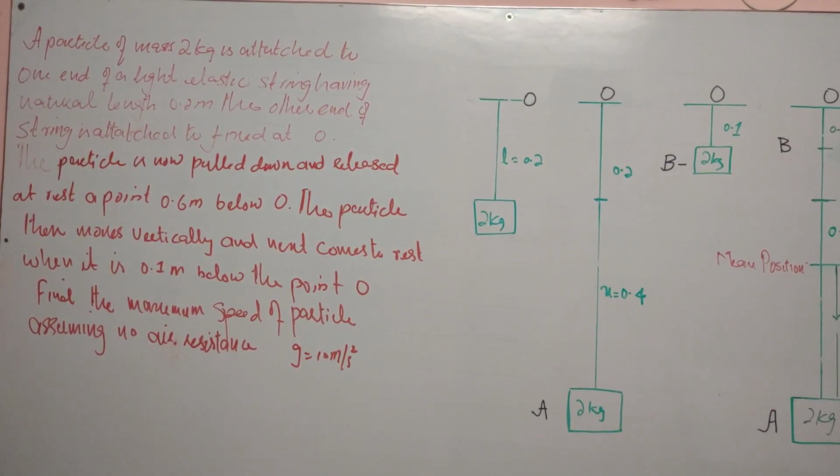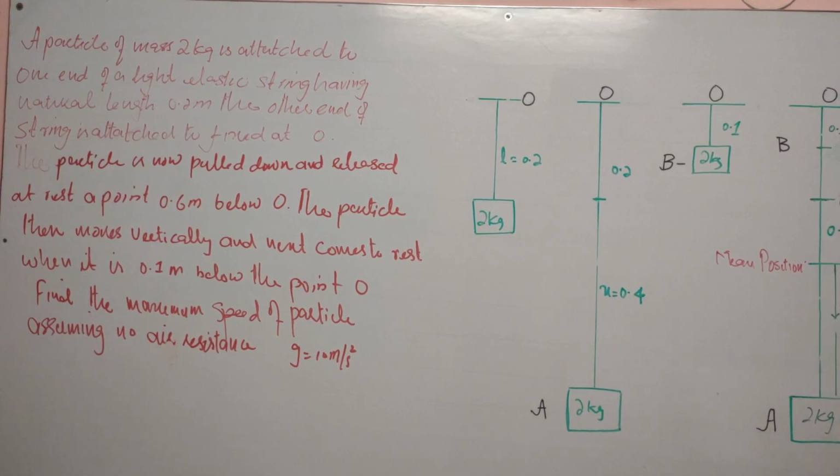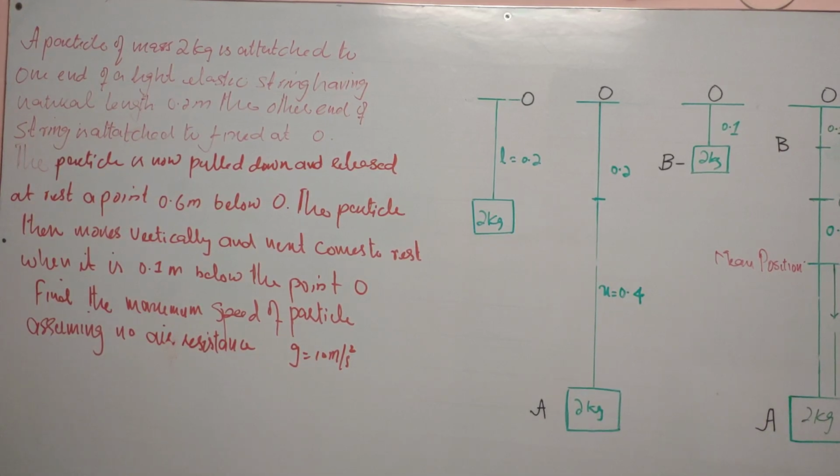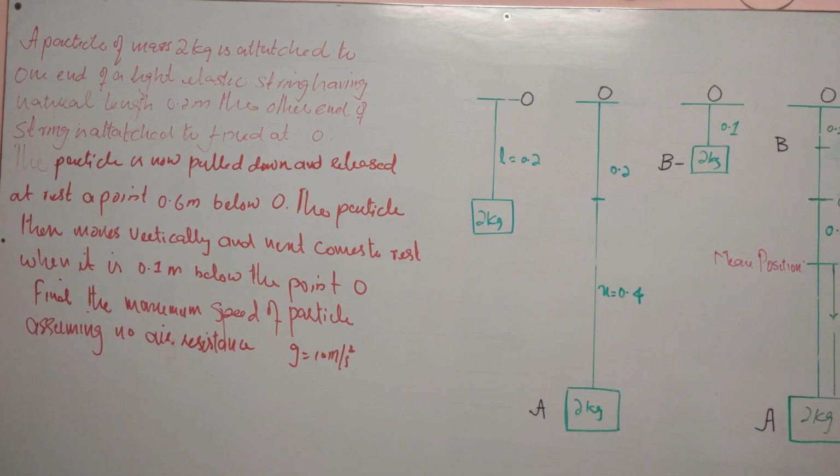A particle of mass 2 kg is attached to one end of a light elastic string having natural length 0.2 meter. The other end of the string is attached to a fixed point O. The particle is pulled down and released at rest at a point 0.6 meter below O.